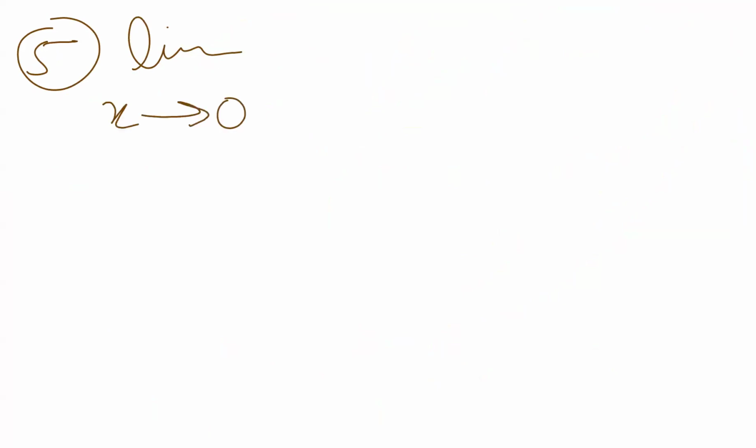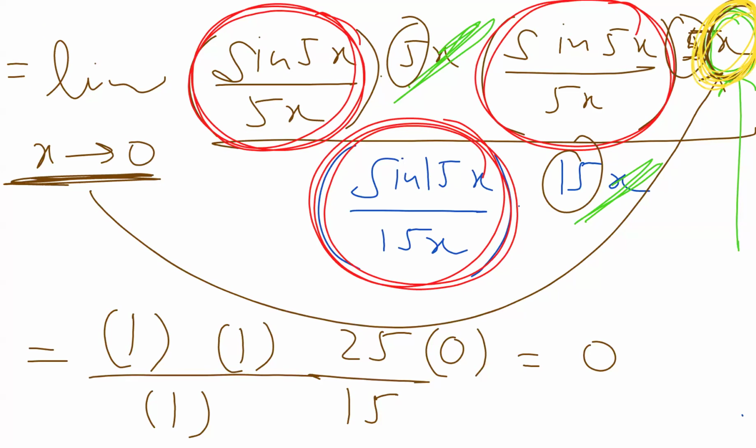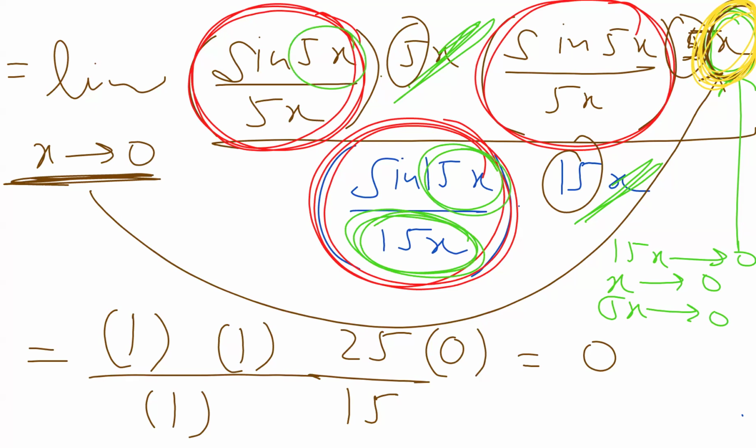Limit x approaching 0, sin ax upon sin bx. One thing we forgot to write over here in the previous problem. We have to write that x approaches 0, so 5x also approaches 0 and 15x also approaches 0, because we are applying the formula for 5x and 15x. That's why. Fine. Next problem.